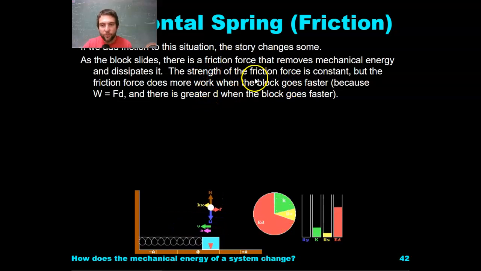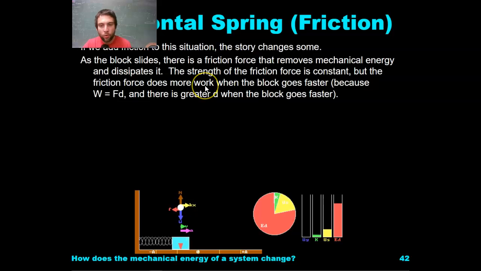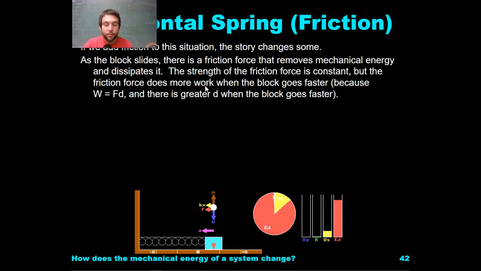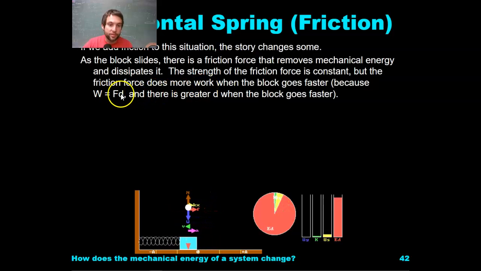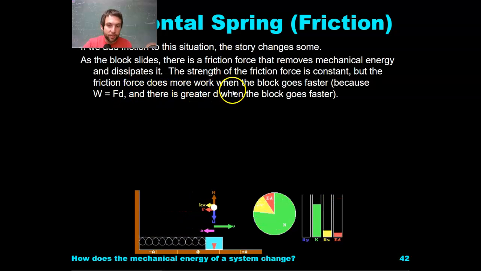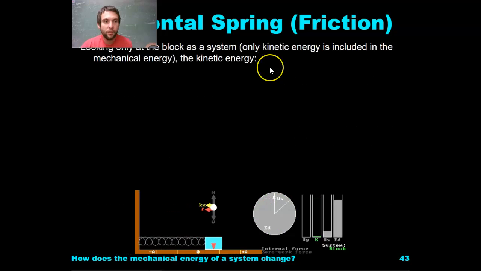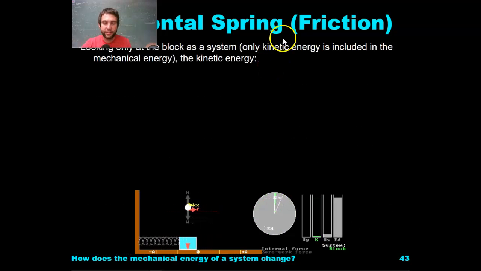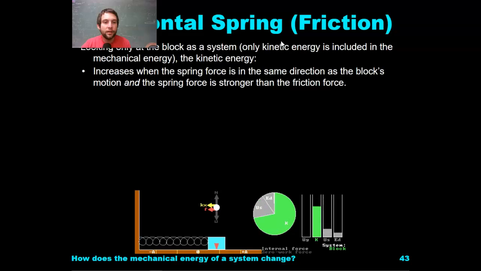The strength of the friction force is constant, but the friction force does more work when the block goes faster, because work equals force times displacement, and there's a greater displacement when the block goes faster. Now, if we consider only the block as the system with the friction, the only energy is going to be kinetic energy.